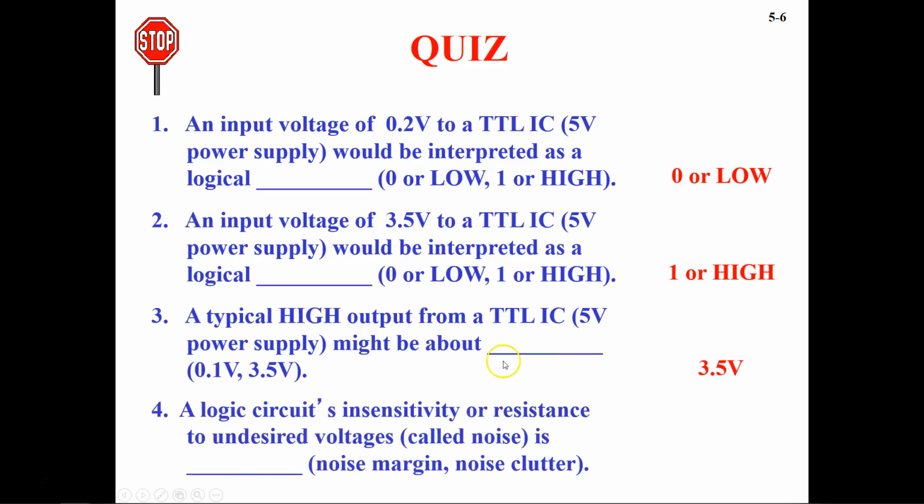Now last question, we have a logic circuit's insensitivity or resistance to undesirable voltages is called noise margin or noise clutter. So it's definitely called a noise margin, so that's our answer.